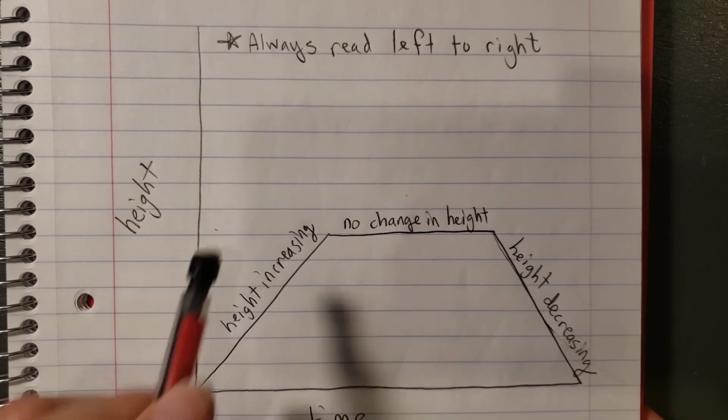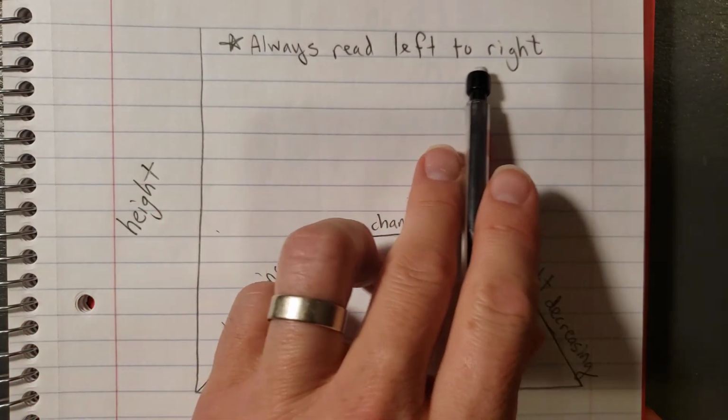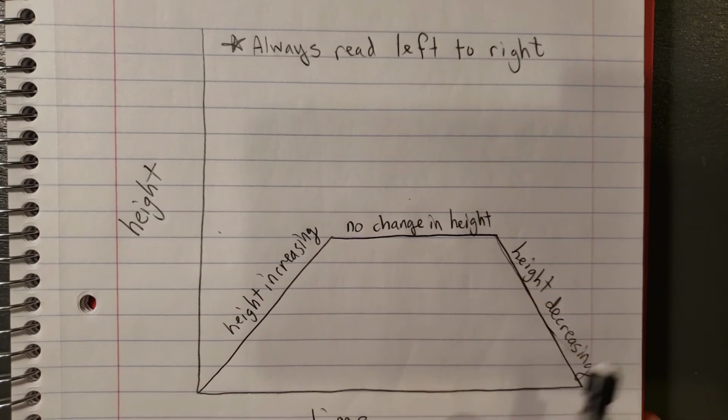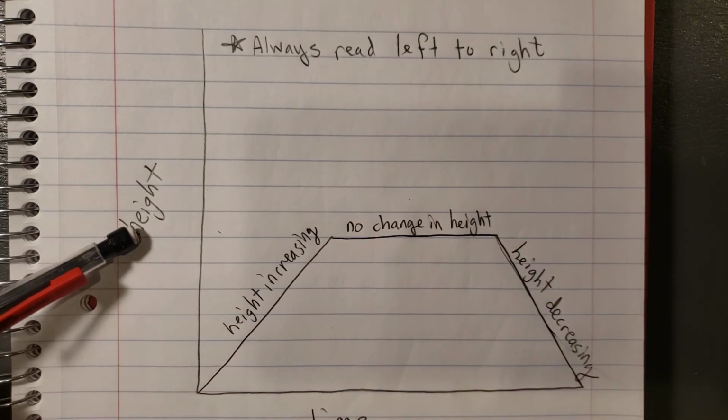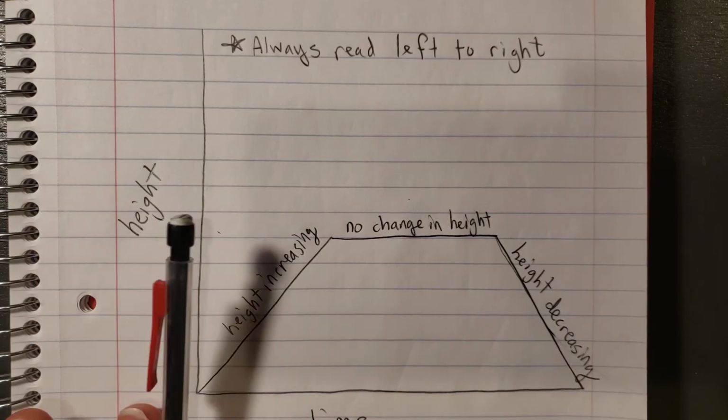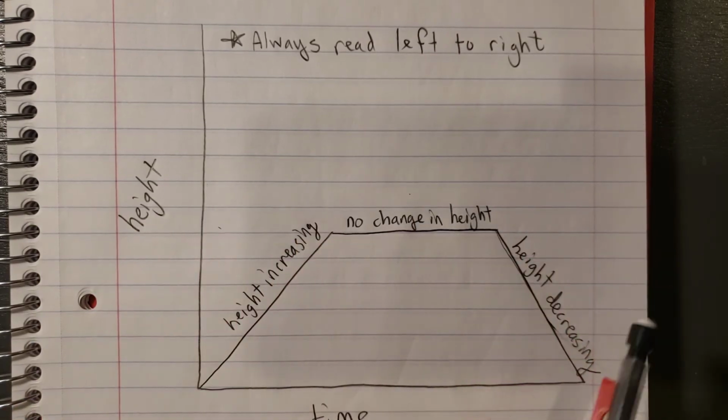We always read our qualitative graphs left to right. We always start at the left and move right. Now, I'm thinking maybe this is the height of an airplane, the height of an airplane over time. We go left to right, and this is a little key.